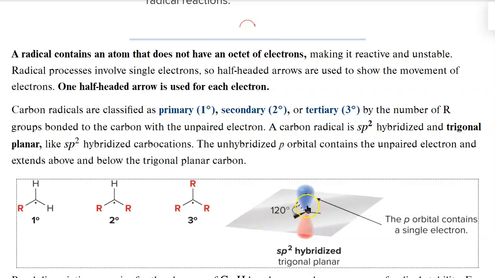Radical carbons are sp2 hybridized. And so the p orbital that is above and below the plane of the 3 sp2 hybrids will be half occupied. It will just have 1 electron in it. Of course, it's free to roam around the blue area and the pink area, but there's only 1 there.